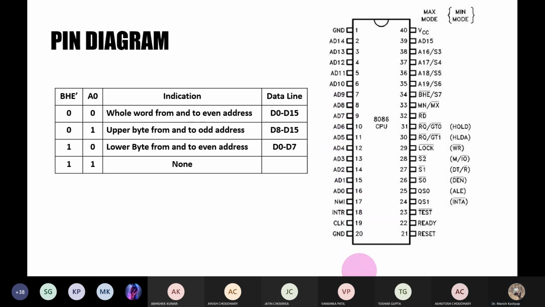Now, let us come to the maximum mode and minimum mode of operation, right? We already know that in minimum mode of operation, this processor will be working alone. So let us discuss the minimum mode of operation first. In this minimum mode, we already are aware of what the HOLD and HLDA pins are. Can somebody tell me what is the meaning of HOLD and HLDA pins in 8085?